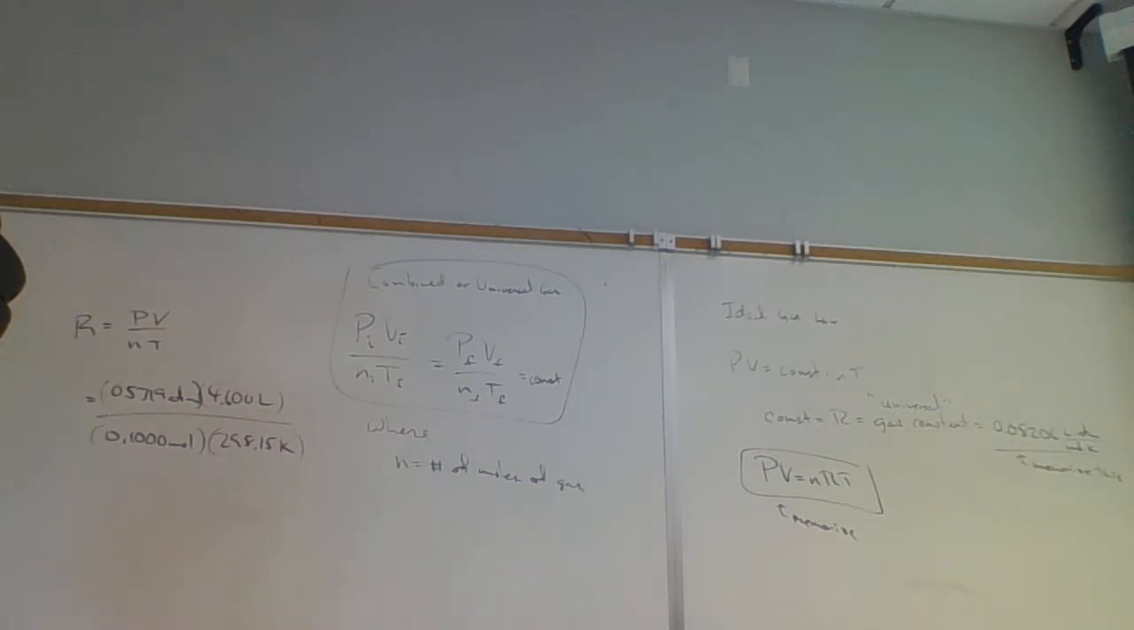Okay, so I get 0.5319 times 4.6 divided by 0.1 divided by 298.15. What do you guys get?